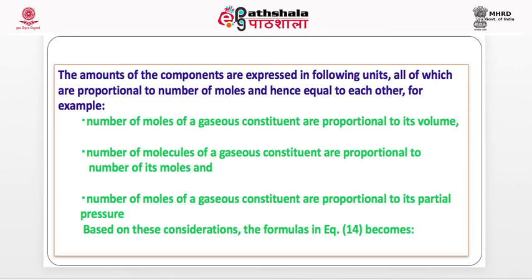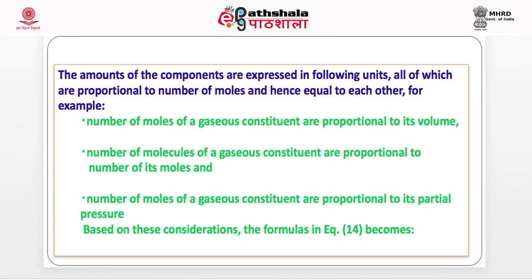The amounts of components are expressed in several units which are all proportional to one another. For example, number of moles of a gaseous constituent are proportional to volume. Remember, for a gaseous constituent, PV equals nRT. n is the number of moles. If the pressure is constant, then V is proportional to n.